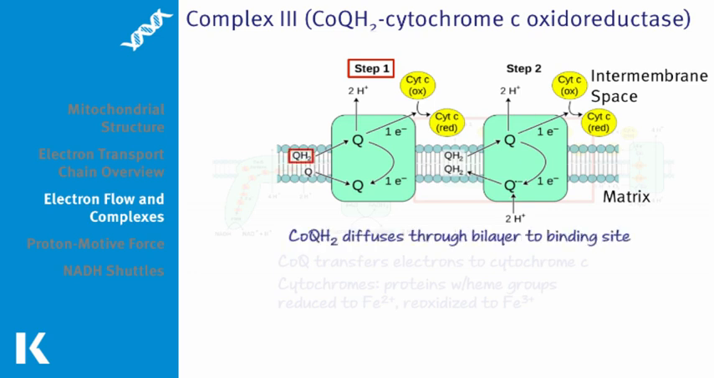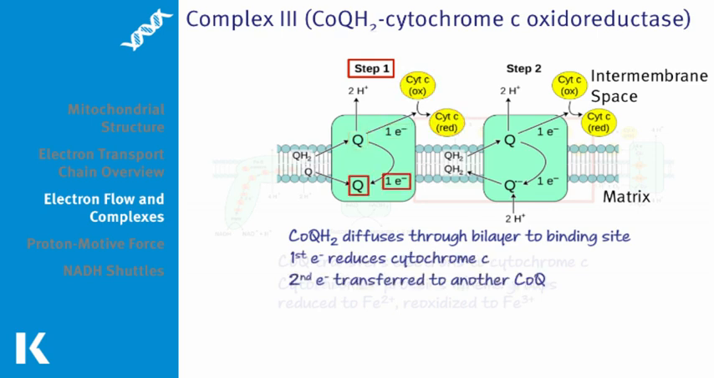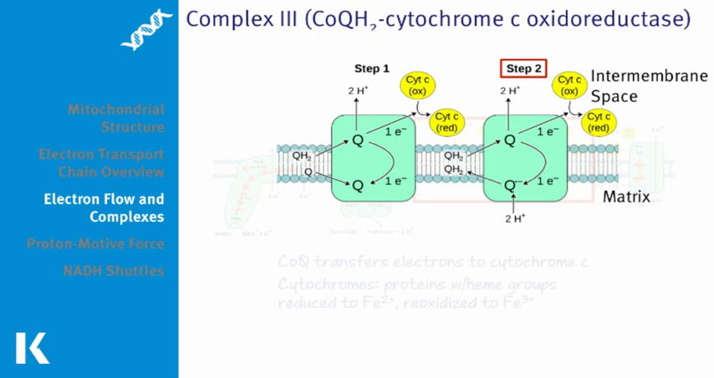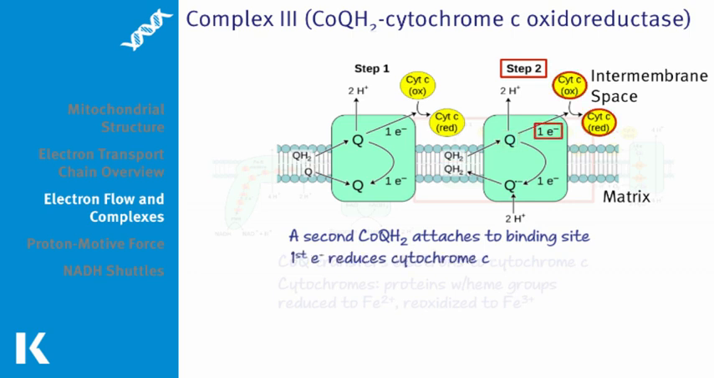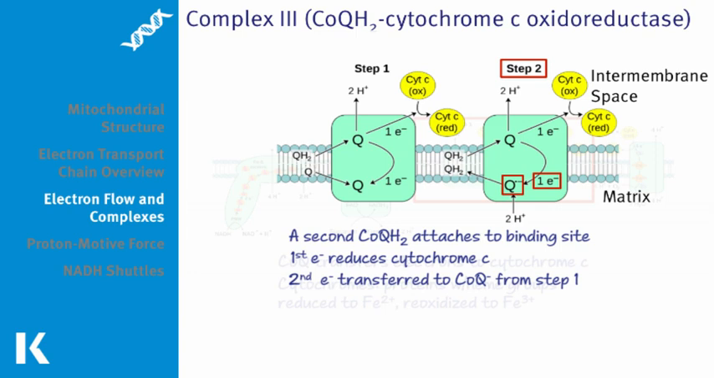As just stated, 1 electron will go to cytochrome C, while the other will be used to reduce another molecule of ubiquinone. Altogether, this first step results in the expulsion of 2 protons into the intermembrane space. Step 2 will now occur in a similar fashion to step 1. Following the arrival of ubiquinol and transfer of its first electron to cytochrome C, the second electron will then be given to the charged semiquinone intermediate from step 1, completing its reduction to ubiquinol.